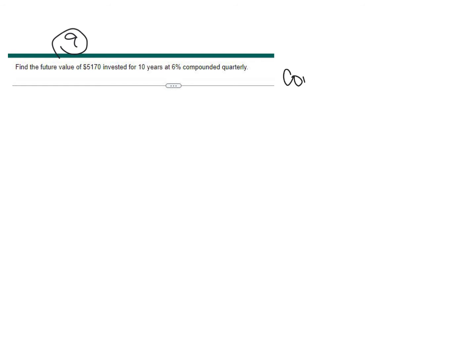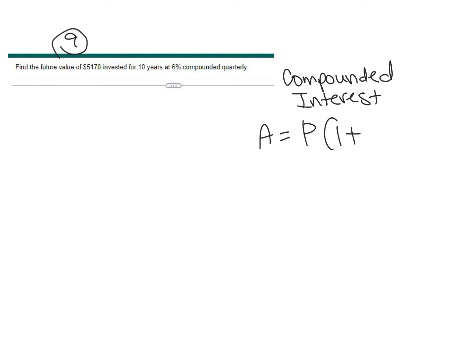So when we talk about money compounded, so we're talking about compounded interest, we have a special formula that we use for that in mathematics. And if you remember, this is what it looks like. We're going to have this formula, and this should be in your notes already, but we have A equals P, which is just like our initial investment, times 1 plus r, which is the interest rate, divided by n, which is the number of times it's compounded per year, raised to the power of time times n.